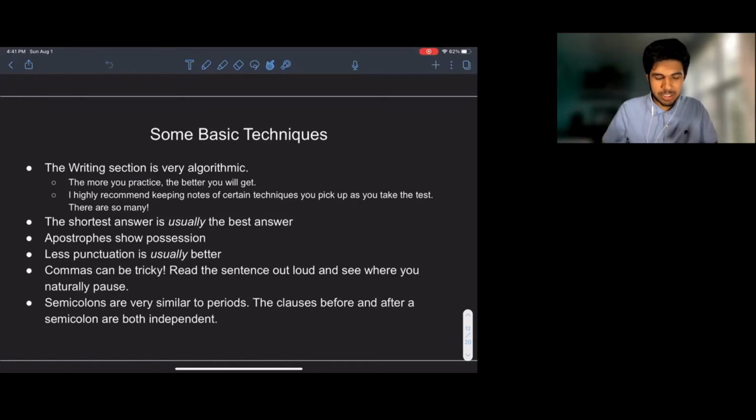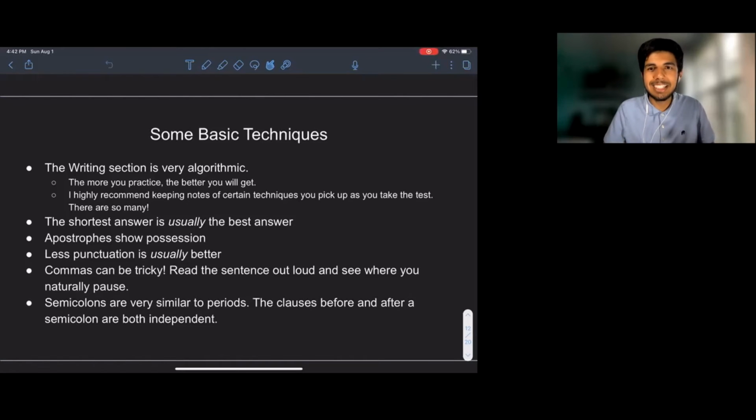So first, the shortest answer is usually the best. Now, shortest does not mean length of the answer necessarily. It could mean that, but shortest could also mean the simplest, the one that uses the least amount of words. It's usually the best answer. Not always, usually.